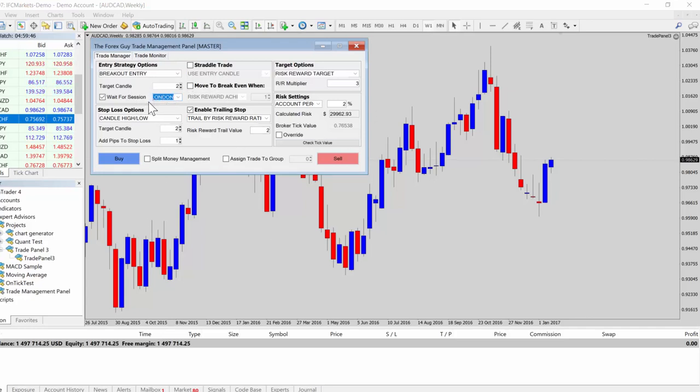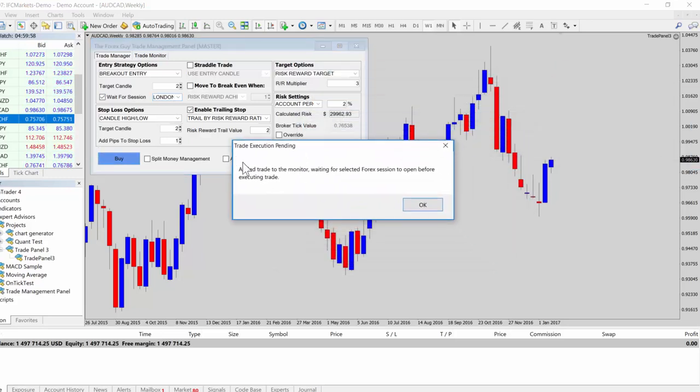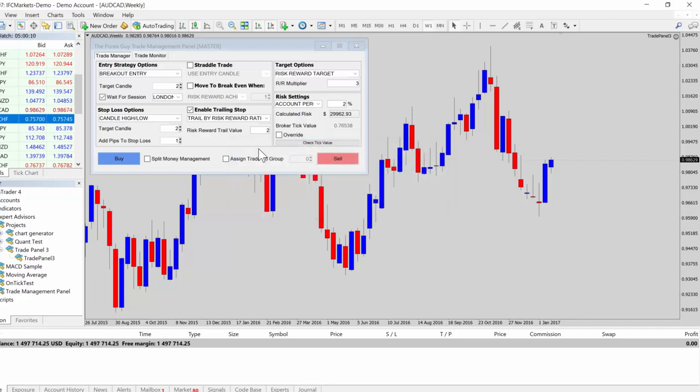It's a good time to test this now because we're actually in the Asia session as we're doing this. So if I ask it to wait for London, let's just set that buy order up. We're going to get this message here, and it's going to tell us our trade execution is pending. We've added the trade to the monitor, and it's going to wait for the selected Forex session to open before we execute the trade. So what's happened now is it's accepted your trade parameters and put it in the panel memory, and it's just waiting for London to open now. As soon as London opens, then it will fire off the trade.